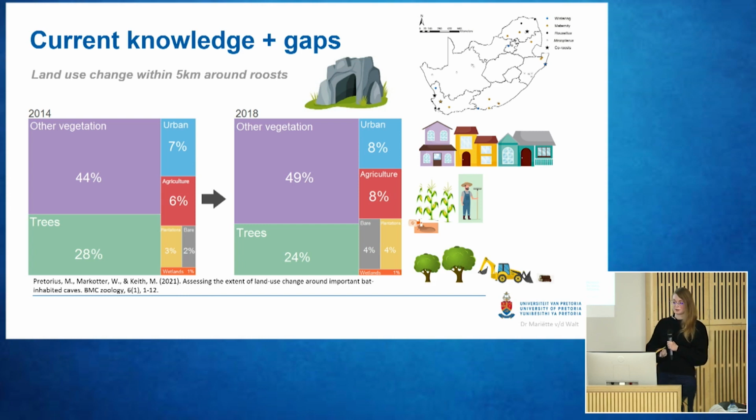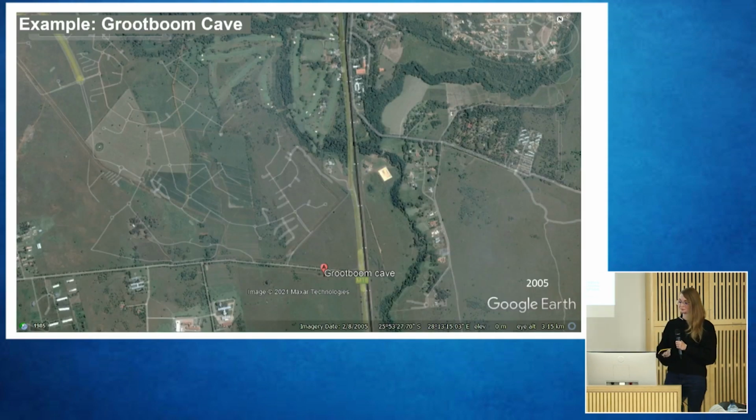So the study that we did last year found that the majority of the tall trees around most of the roosts in our country are disappearing, and it's changing more to grassland and shrubby vegetation habitat types. And we also have urbanization and agricultural land uses increasing around these caves. And these caves are specifically caves where we know our Miniopterus and our Rousettus are occurring. So the fact that the bats are not protected and the caves are not protected is quite concerning.